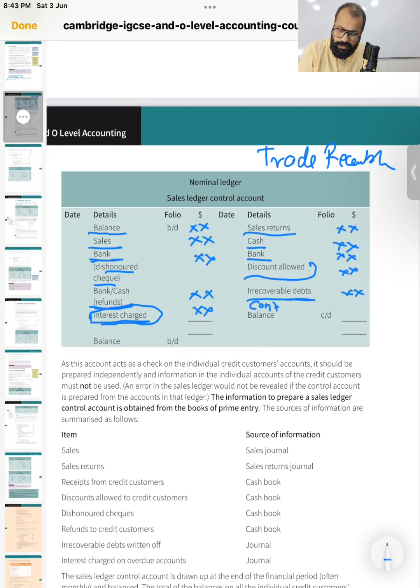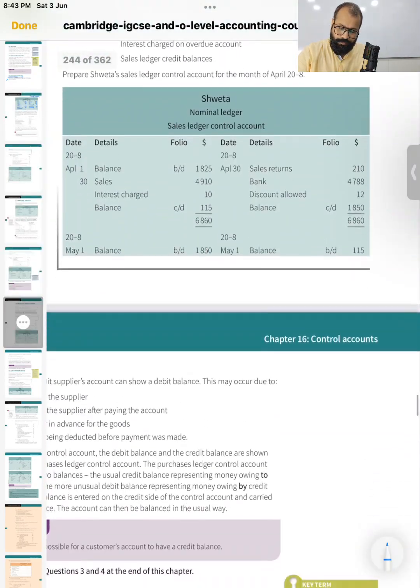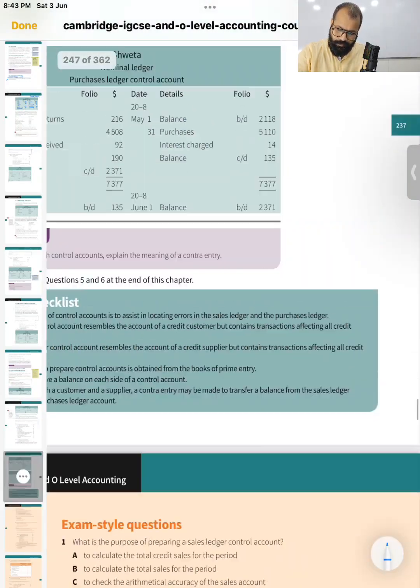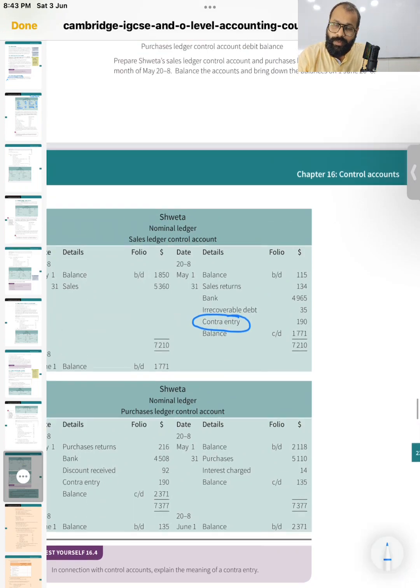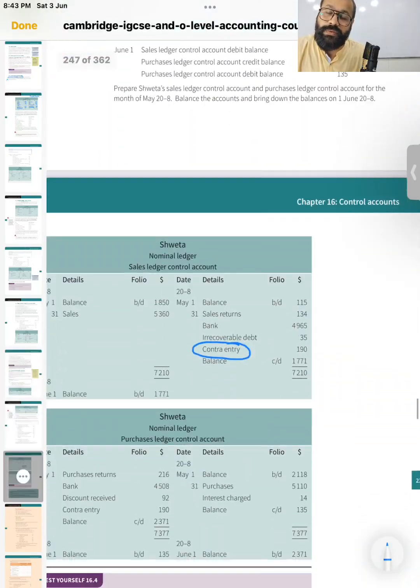Here it is. I'll just mention contra entry and it will come here. I'll just show you in the format where it is. They will be having it here. Yeah, here it is. Here is that contra entry. So that was the format, and this one entry was missing there. So if you put it, then we get the contra entry. Okay, so that was the sales ledger control account format.